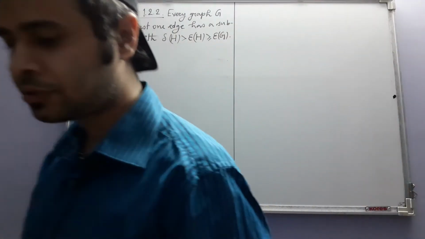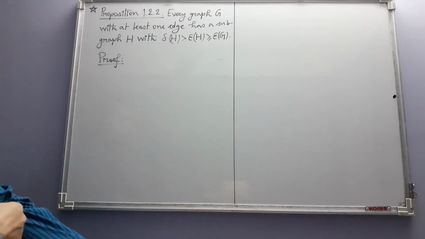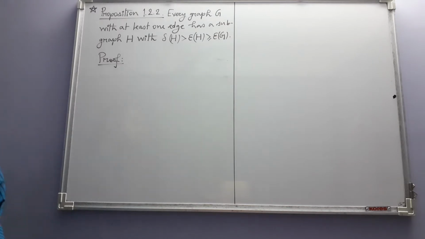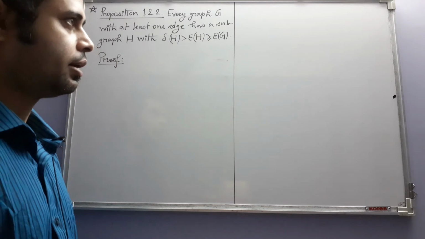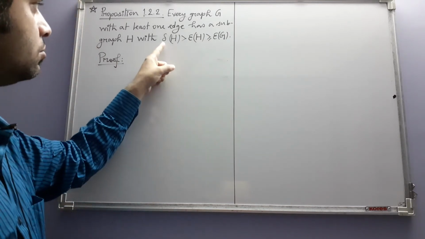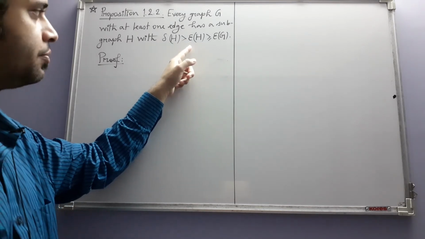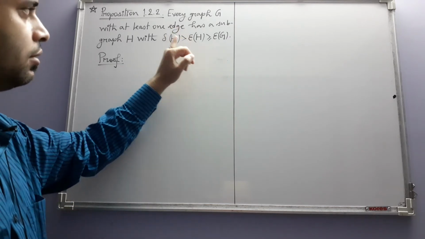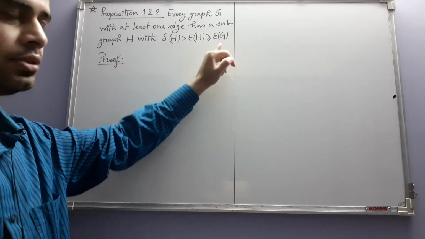Okay, so we start from where we left off in the previous video. We will now prove this proposition. In this proposition, we are given a graph G that has at least one edge, and for that graph, we have to find a subgraph H whose minimum degree is strictly greater than its average degree, and average means this average epsilon, and that is greater than or equal to the average degree of G.